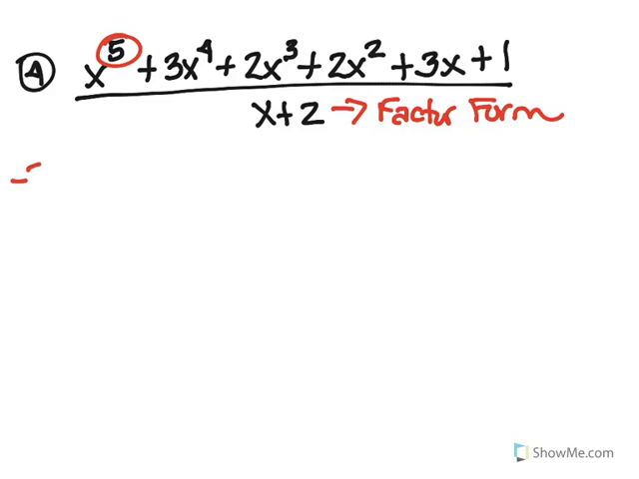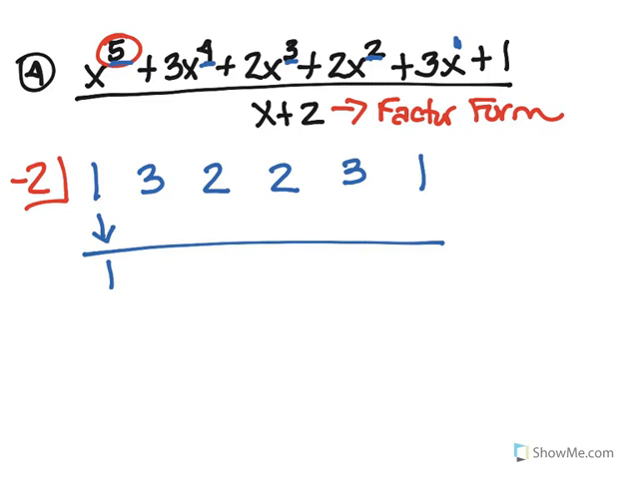So the number that we're checking to see if it works is -2. Keep in mind it's the opposite. And we're going to look at the top polynomial. And we go from fifth to fourth to third to second to first to 0. So we're not missing any terms. So those coefficients will be 1, 3, 2, 2, 3, and 1.